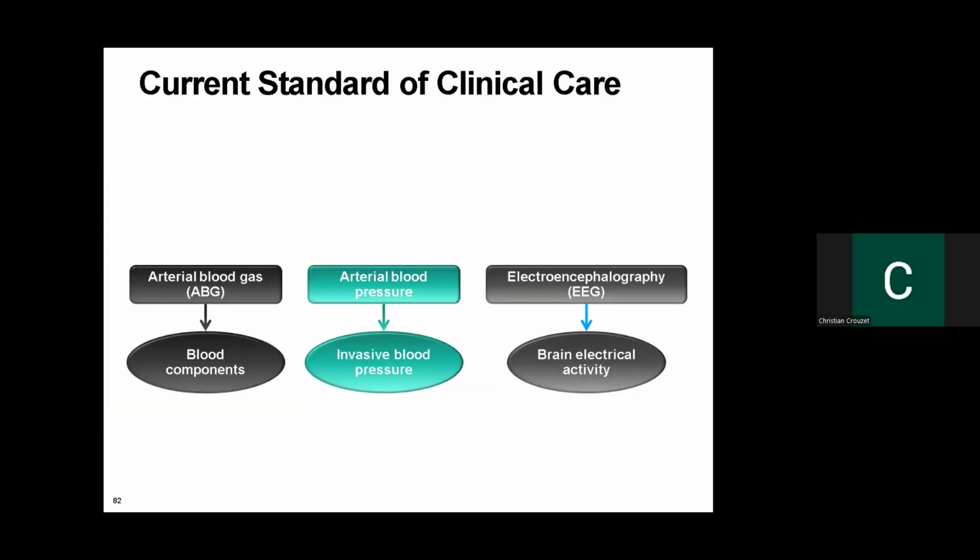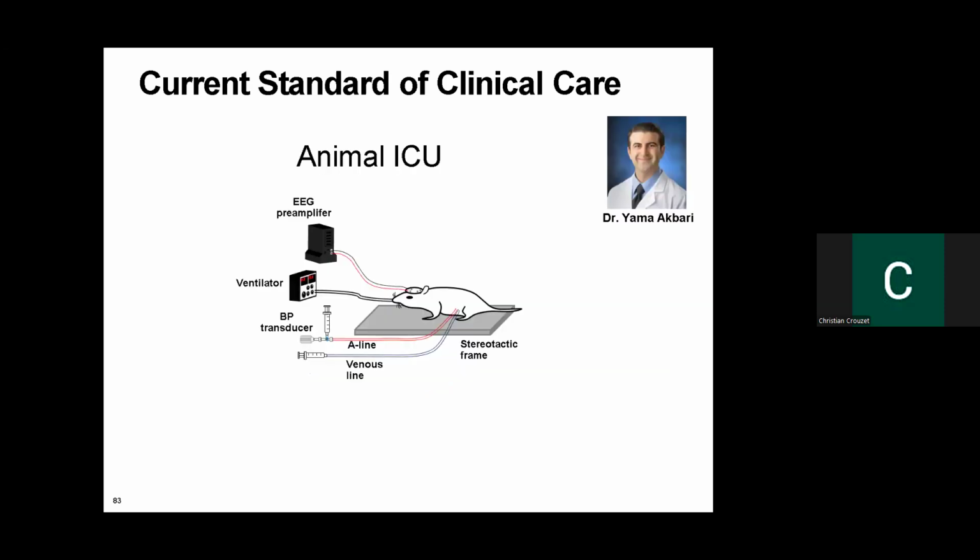So we have the current standard of clinical care, which really looks at three things: the arterial blood gas measurements, so taking blood out and looking at the different components of the blood, your pH, your bicarbonate. Then you have invasive arterial blood pressure, so having someone cannulated to look at the blood pressure over time. And then, at least when looking at the brain, using EEG to look at the brain's electrical activity.